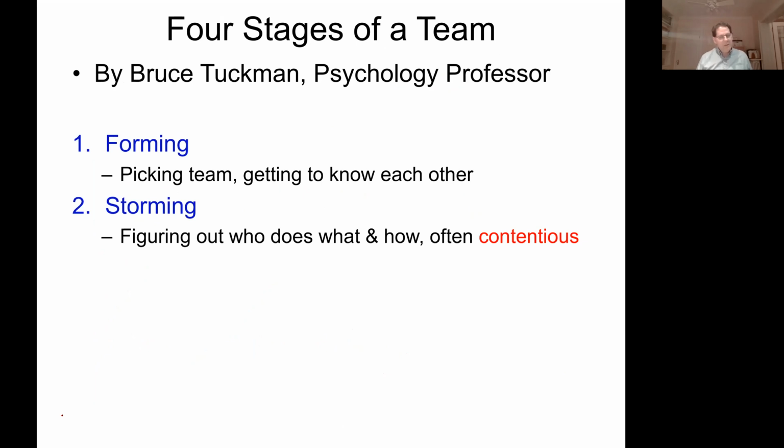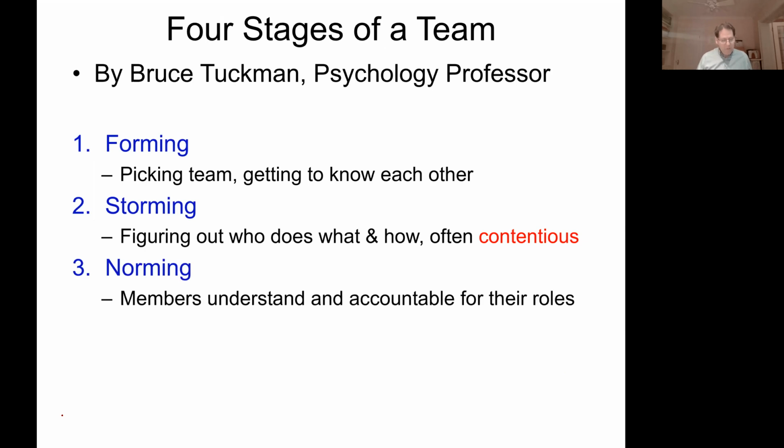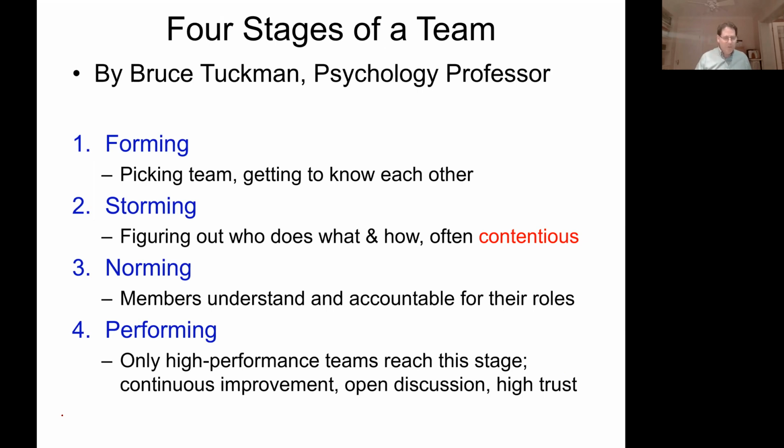Storming, okay, you're trying to work together, but you don't really know how to work together very well, so it can be contentious, trying to figure out who does what. Norming, where you're gradually starting to refine your roles, write down some rules, or fall into some routine. And performing, which not all teams ever get to. Performing is everybody knows what they should do, but you openly discuss problems, you improve. There tends to be high trust.